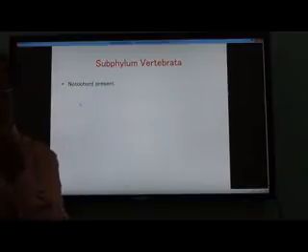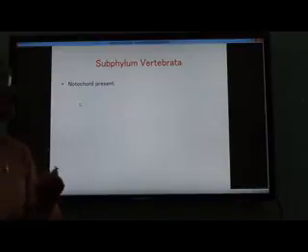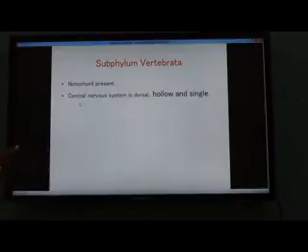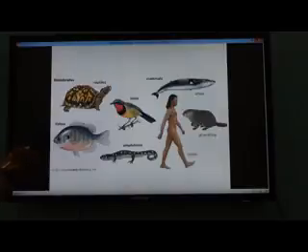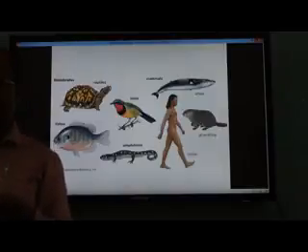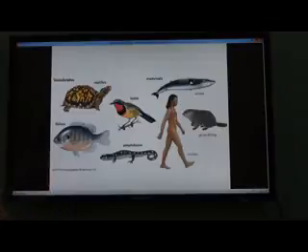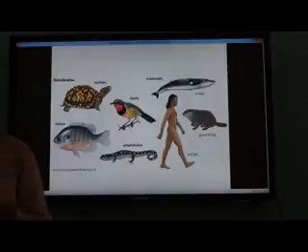Vertebrates have several characteristic features. They have a notochord present. The central nervous system is dorsal, hollow and single. They have a pharynx perforated by gill slits, and the heart is ventral. A postanal tail is present. They are triploblastic, coelomate, with bilateral symmetry. Like this, they have several characteristic features.